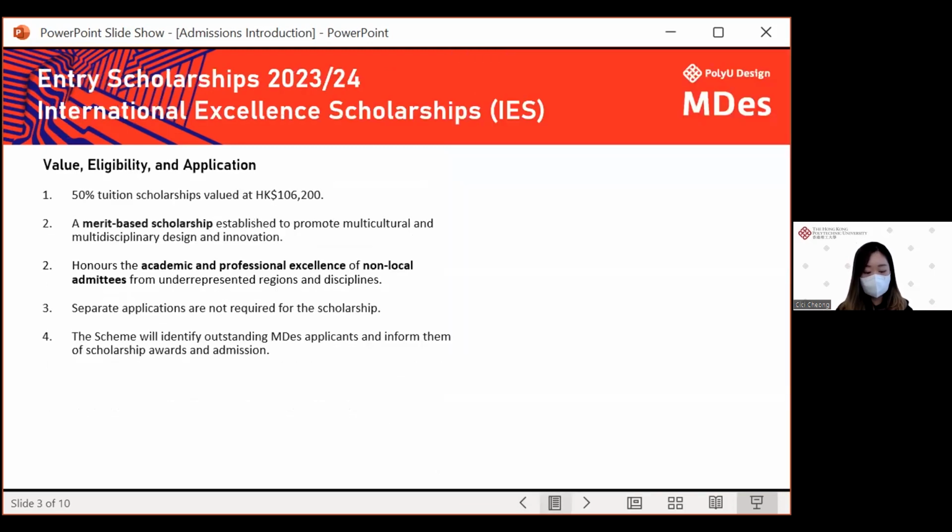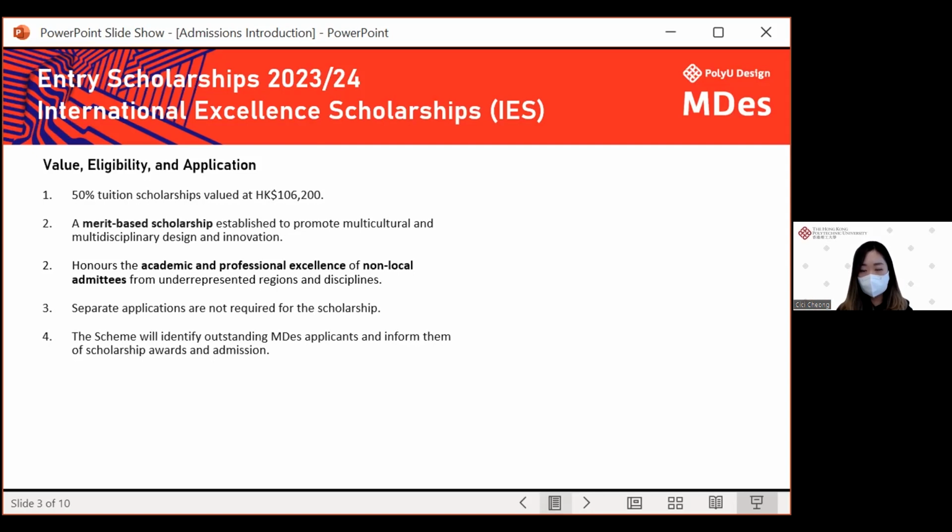Okay, so the next one will be the scholarships for different types of students. This one is the IES, International Excellence Scholarship. This scholarship mainly targets non-local students. As you may see, the scholarship value for half of the tuition fee is about 100,000 Hong Kong dollars. It is a merit-based scholarship established to promote multicultural and multidisciplinary design and innovation.